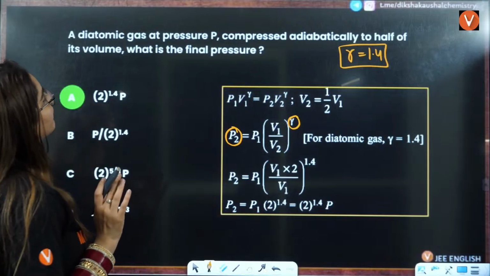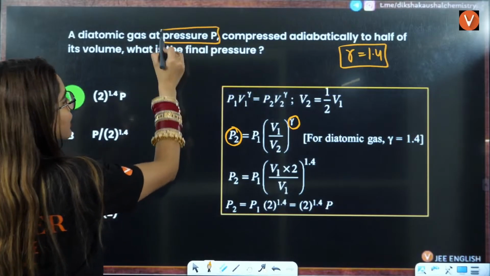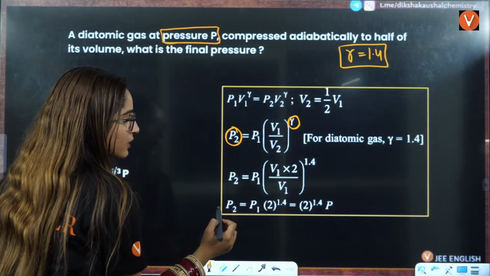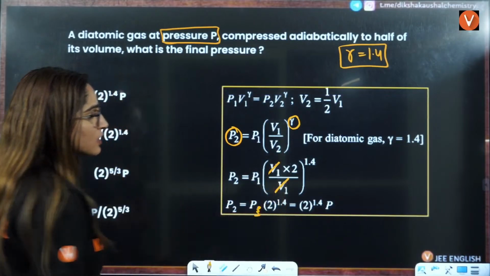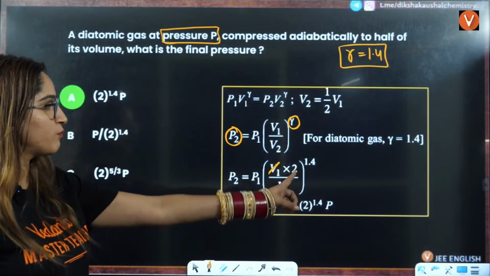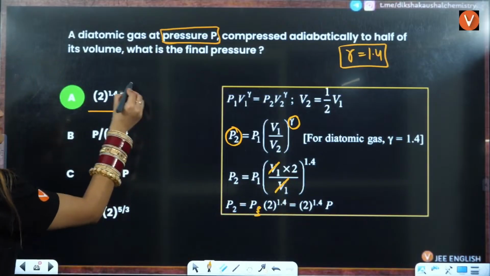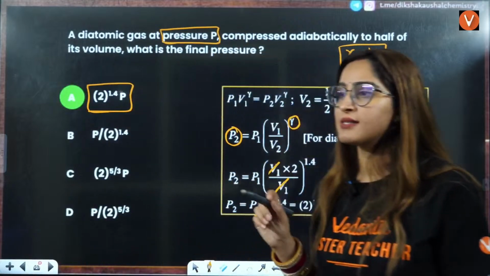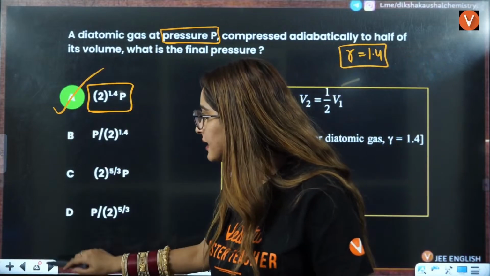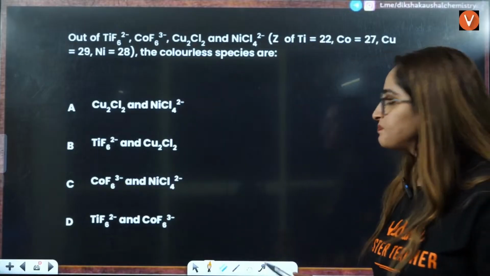P1 is considered to be P here, pressure P. So put P1 as P here, right? This will be cancelled. This will be 2 raised to power 1.4, and they are asking you the answer in that form only. You don't have to solve that. So the answer will be A, the correct answer here, right?